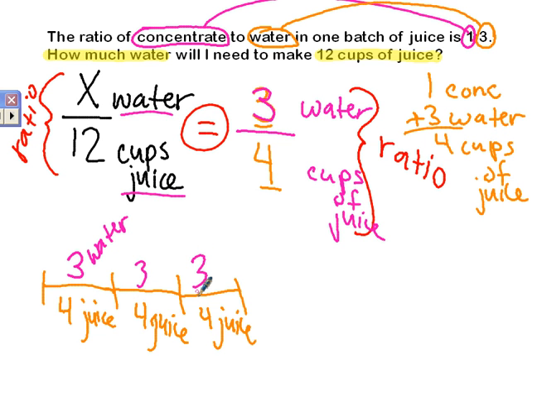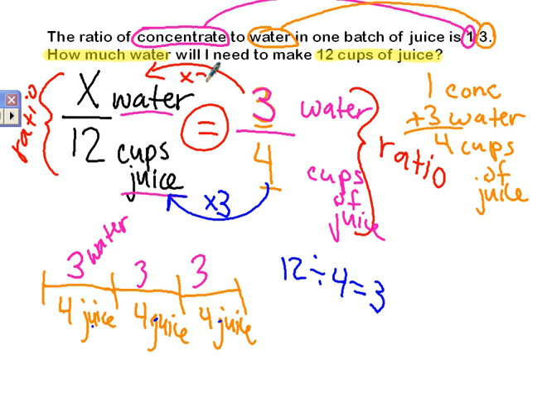The other way to do this is to find the scale from 4 to 12. I can do that by taking 12 divided by 4, and that will tell me that there are 3 groups of 4 cups of juice. So therefore, I'm making 3 times as much juice, which means I need 3 times as much water, which is 9 cups of water.